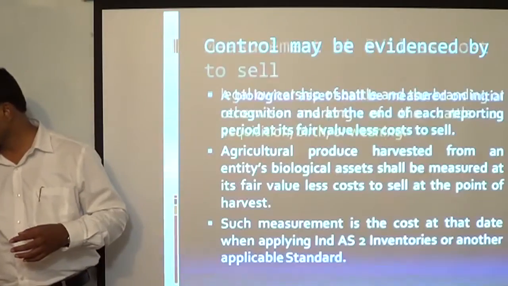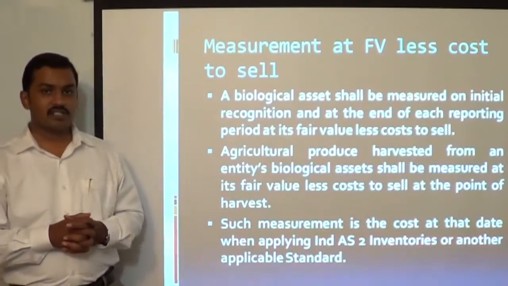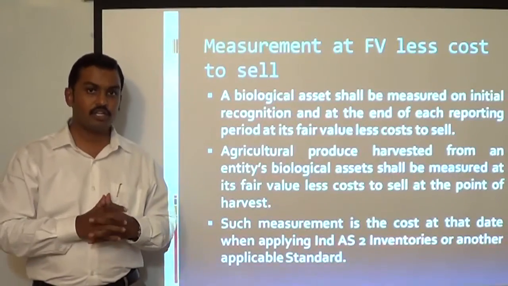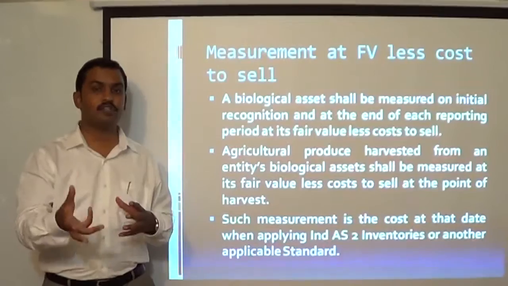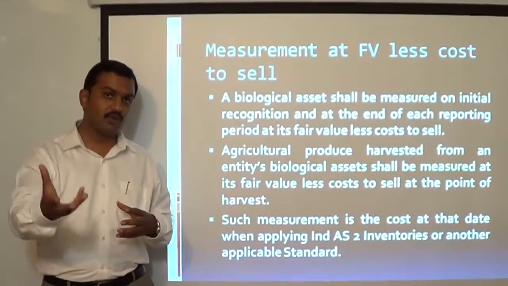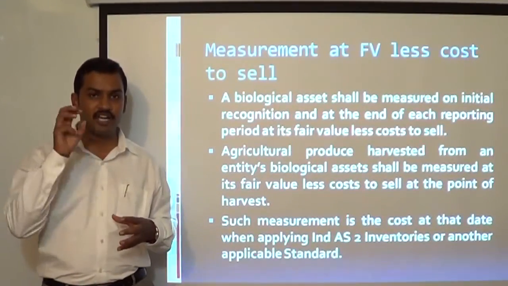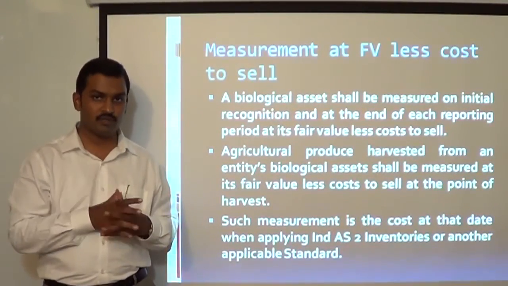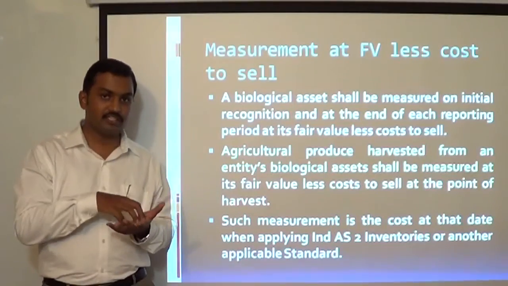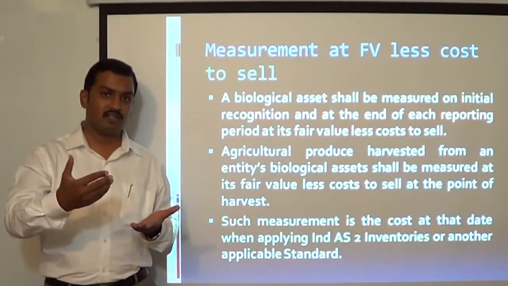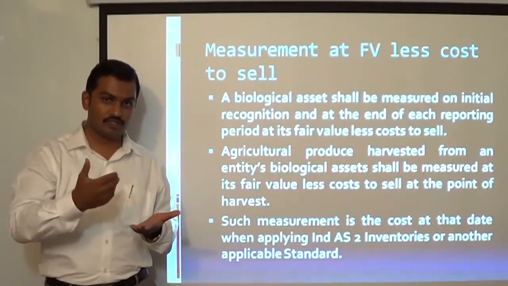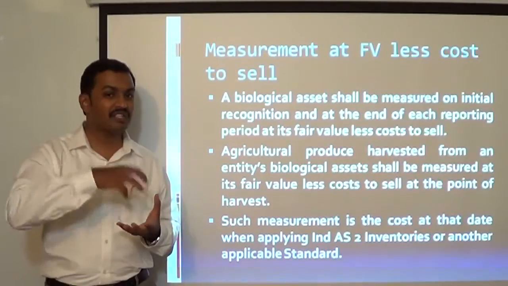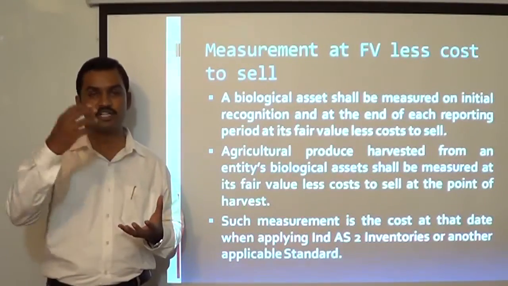Next. Now, as per the standard, biological assets should always be recognized initially in our books of account at fair value less cost to sell. Even subsequently, these biological assets have to be measured at fair value less cost to sell. Normally there is a rebuttable presumption that at initial recognition we will be able to determine the fair value of the biological asset less cost to sell, and even subsequently till the date of sale of the asset we can measure the fair value of the biological asset and its cost to sell.